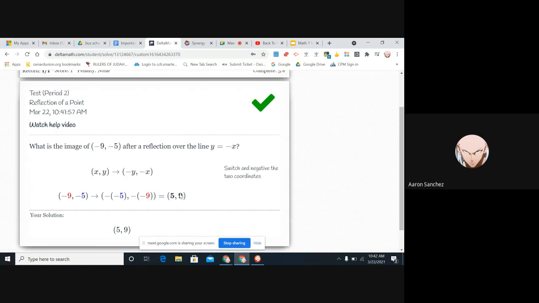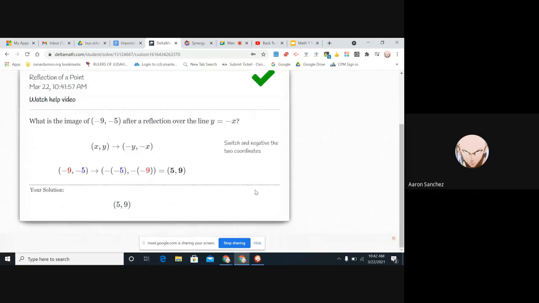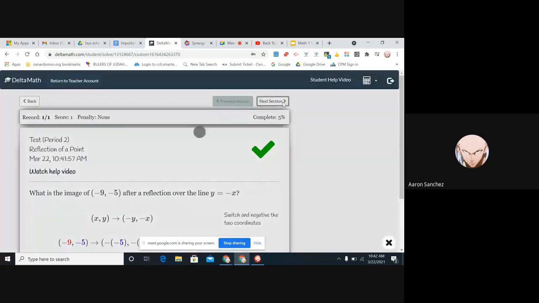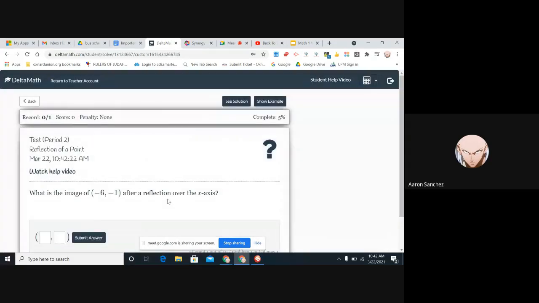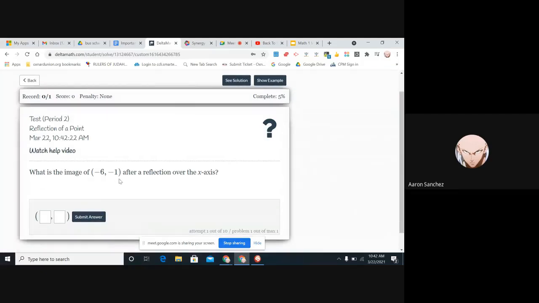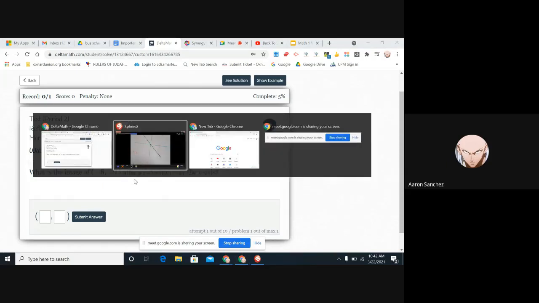But let's do another one. What is the image of negative 6, negative 1 after reflecting over the x-axis? So let's reflect it over the x-axis, see if we can figure out a pattern. So which one's the x-axis? Hang on, I'm writing it down. I am drawing my graph. Actually, let's write down negative 6, negative 1, reflecting over the x-axis. So we draw the x-axis.